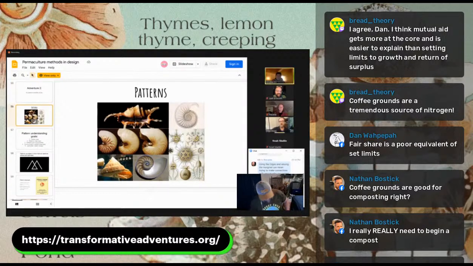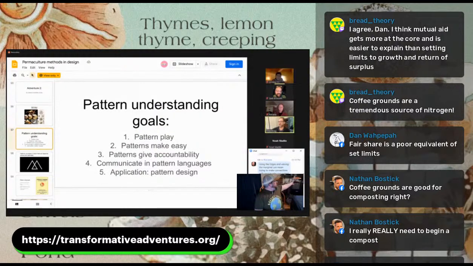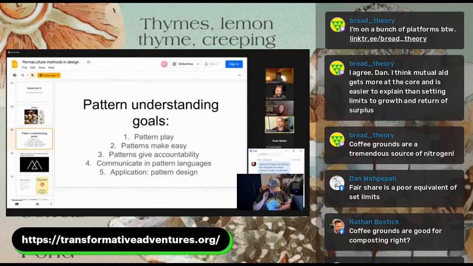So Bill Mollison gave 3 reasons why he wanted to include patterns. One is what Christina just said, that it's necessary if you're going to be working with nature to understand some nature patterns and start to think about that. A second is based on the pattern language concept we'll talk about in a second, and that's that patterns allow us to share information across disciplines and with other people really easily.